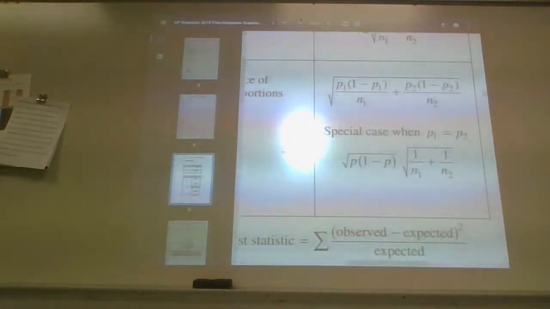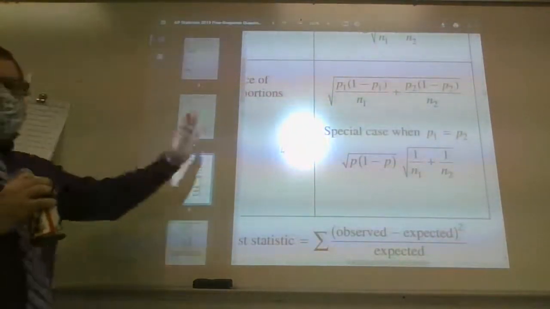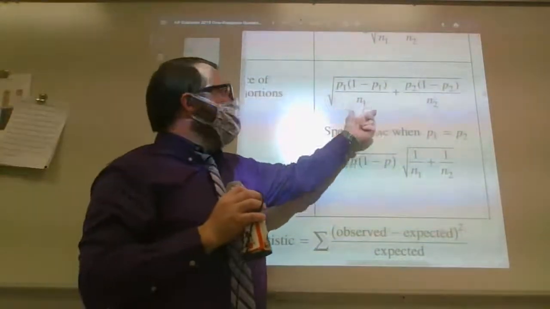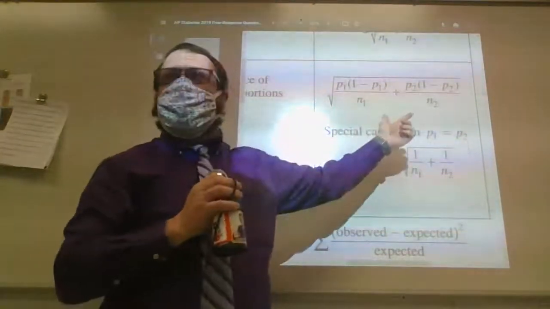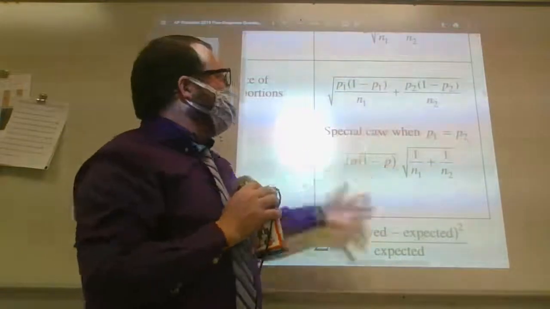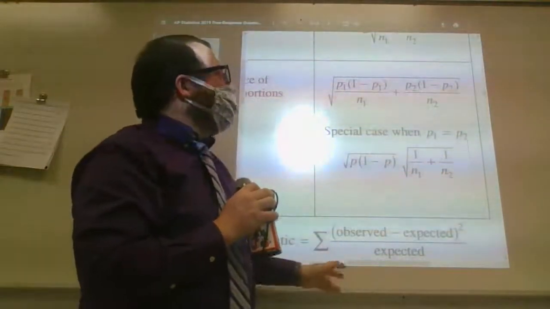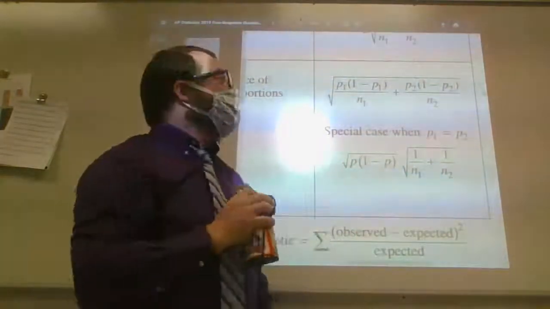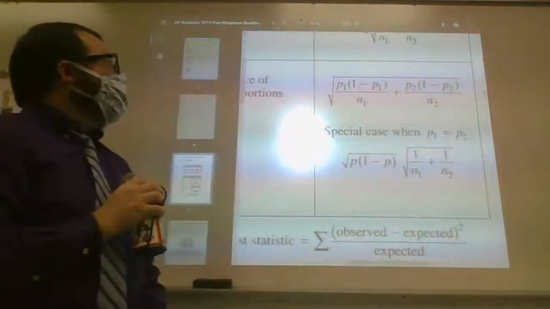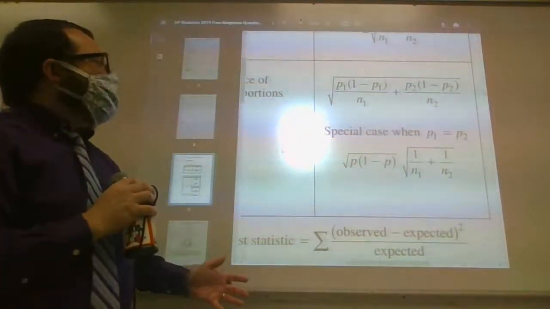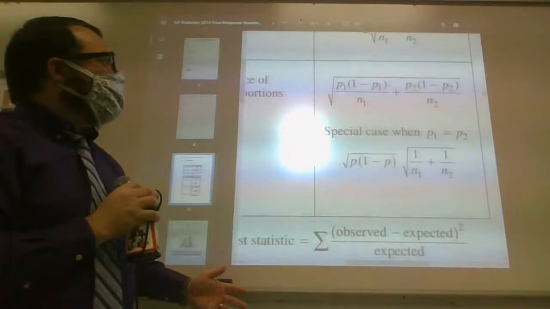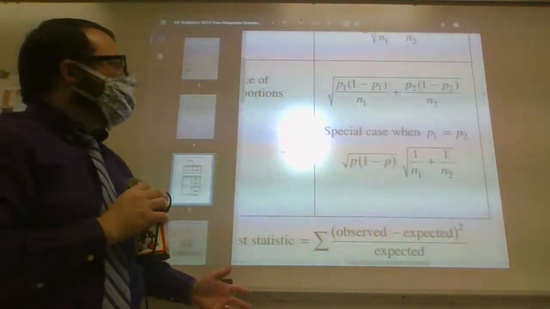Look at that junk right there. This is on the formula sheet for the AP test. They give you this formula right here. And the first time somebody sees something like that without knowing the concept behind it, they're like, holy crap. But that's combining sample standard deviations right there. That's what it does.